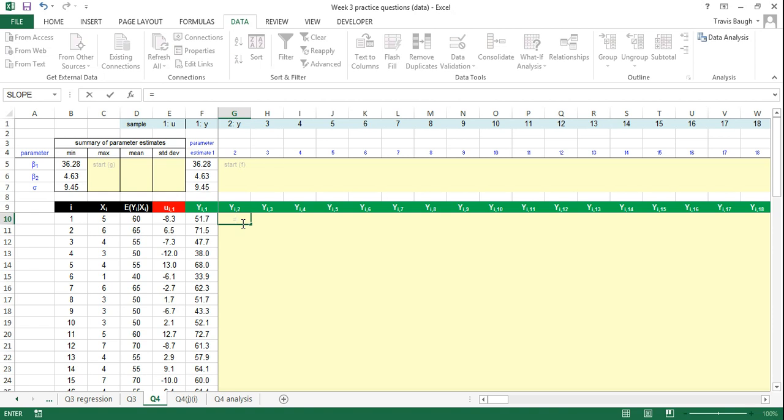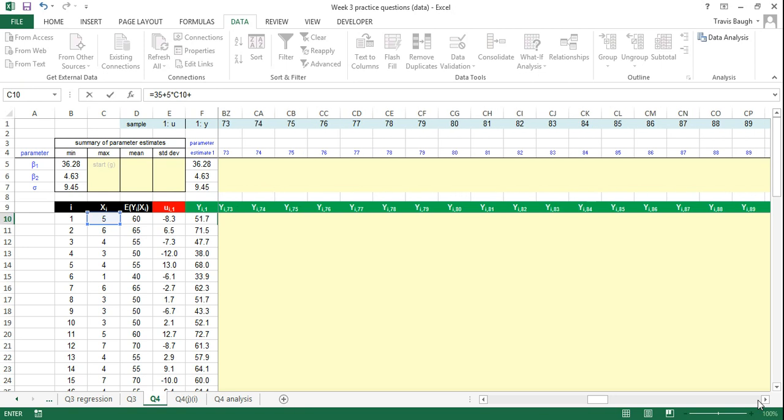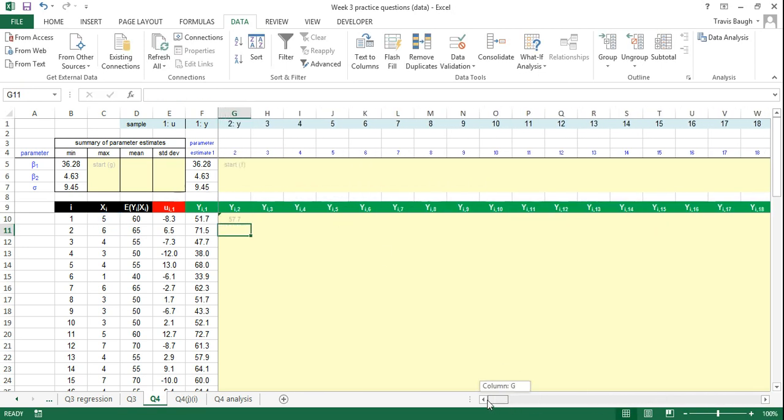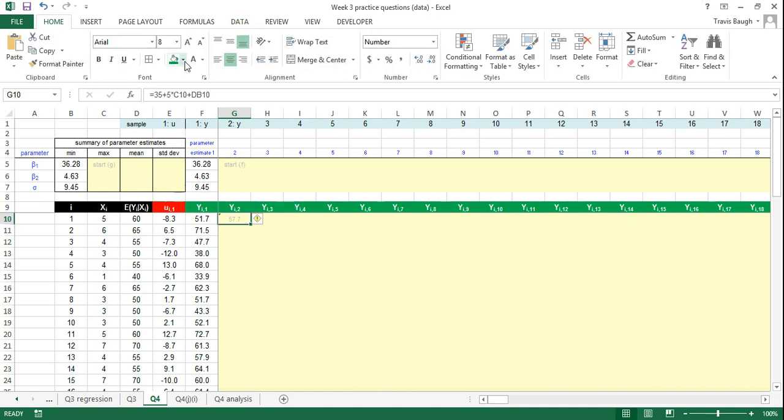Our model said that each y value was coming from a b1 of 35 plus 5 times the x term and then plus an error term. And for that second set of data that I'm creating for y, it's going to go there. I'll just make that a little bit more visible. So I want to now copy this formula across, and then I want to copy it down.